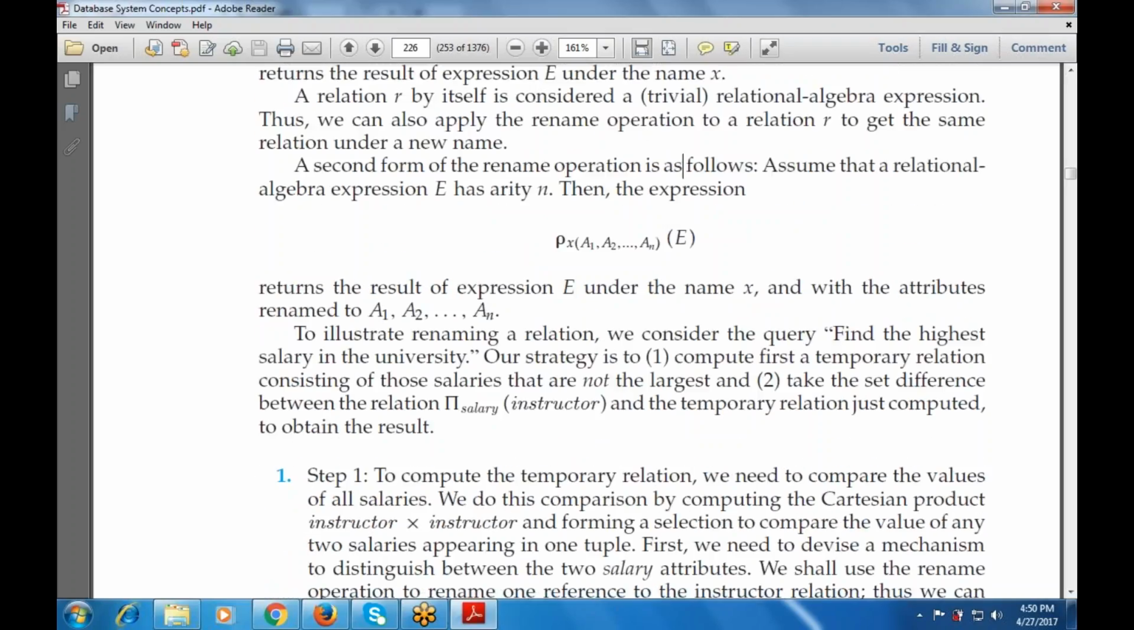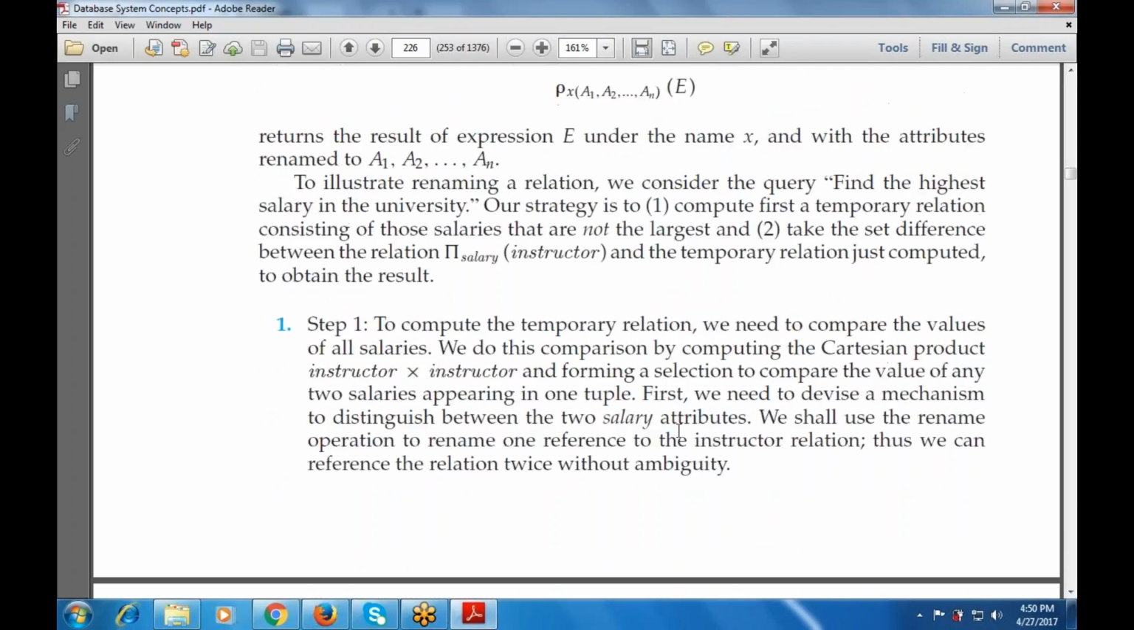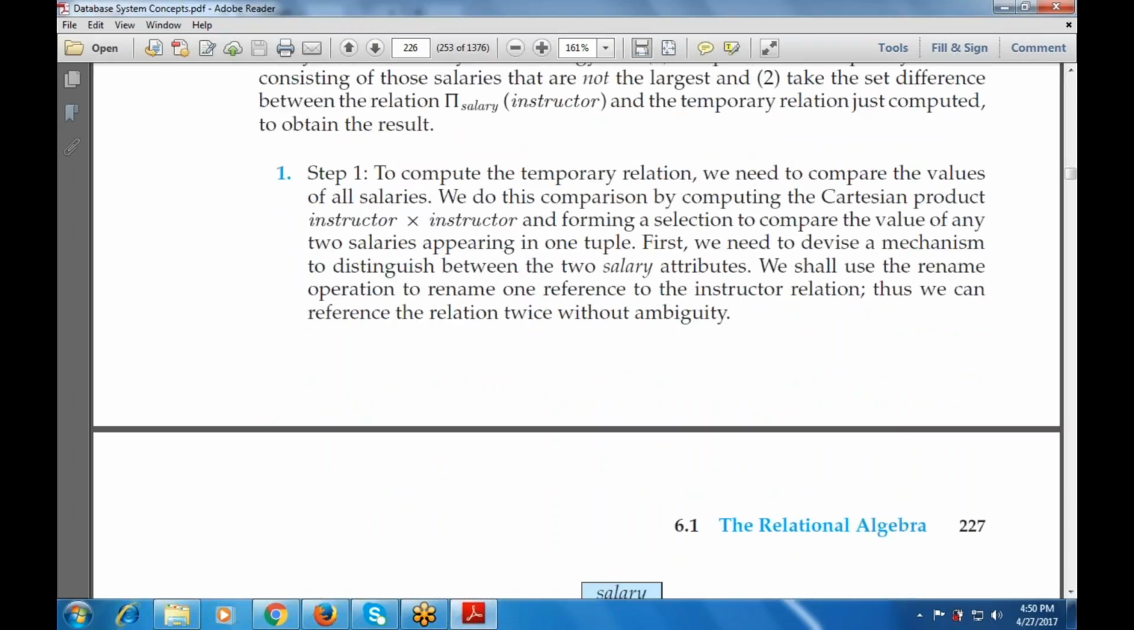To illustrate the renaming of a relation, we consider the query: find the highest salary in the university. Our strategy is to first compute a temporary relation consisting of those salaries that are not the largest. Then we take the set difference between the relation pi salary of instructor and the temporary relation just computed to obtain the result. Next is step number 1. To compute the temporary relation, we need to compare the values of all salaries by computing the Cartesian product, that is instructor times instructor, and forming a selection to compare the values of two salaries appearing in one tuple.